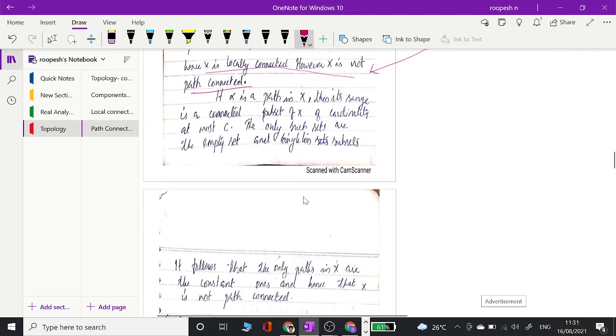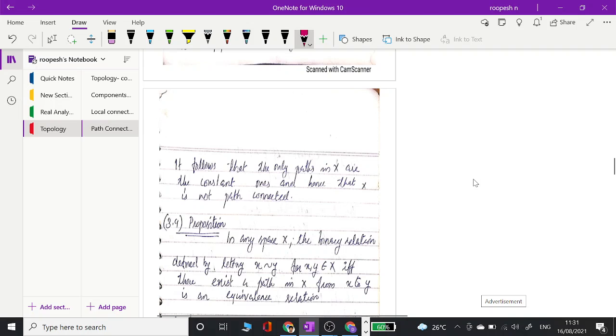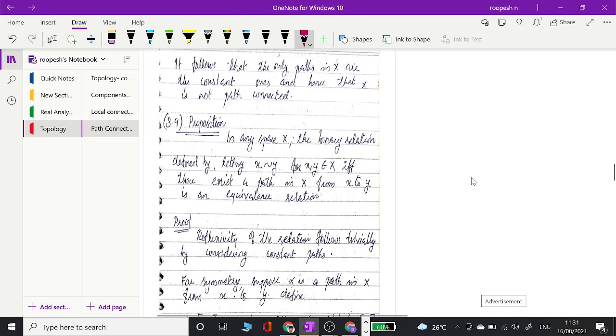Then the path means either it should be empty or it should be a constant path. Next we have a proposition. The binary relation defined by x related to y when there exists a path in the space X from x to y is an equivalence relation. So equivalence relation means we want to prove that it is reflexive, symmetric and transitive, right?